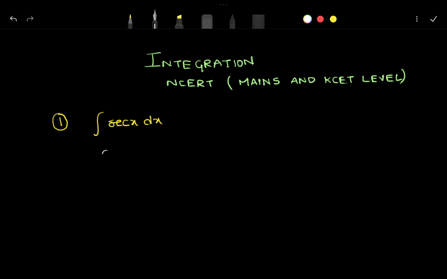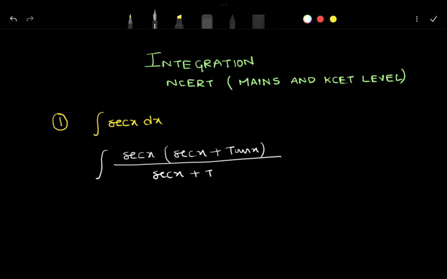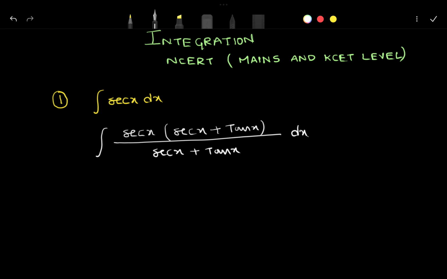Here, multiply and divide with secant x plus tan x. Now, secant x into secant x plus tan x, whole divided by secant x plus tan x. After this, we apply the substitution method. Substitution method means you put secant x plus tan x equals t.